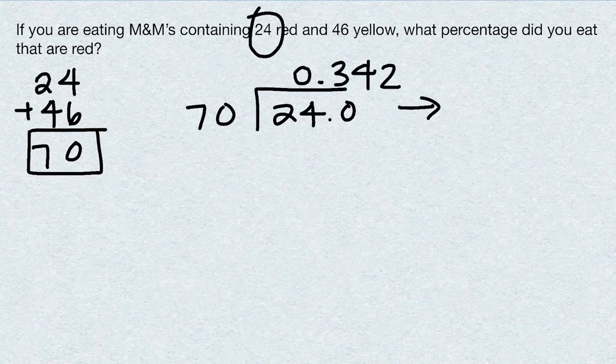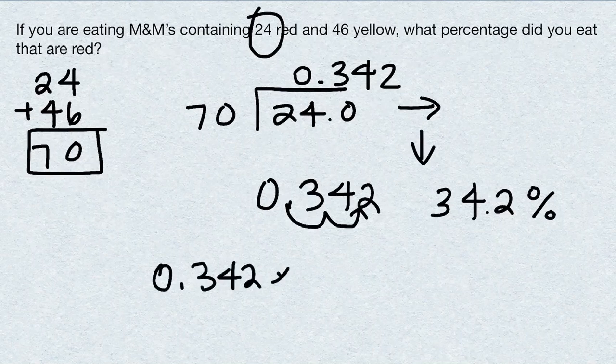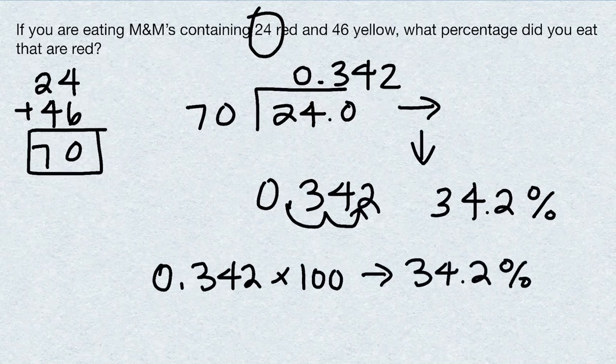So now we need to convert that. You could do it the easy way and take your 0.342. Maybe we shouldn't call it the easy way. We'll call it the quick way. Just move it 2 places. So that leaves you with 34.2%. Or if you want to math it out, 0.342 times 100, and that would leave you 34.2%. And that would be your final answer.